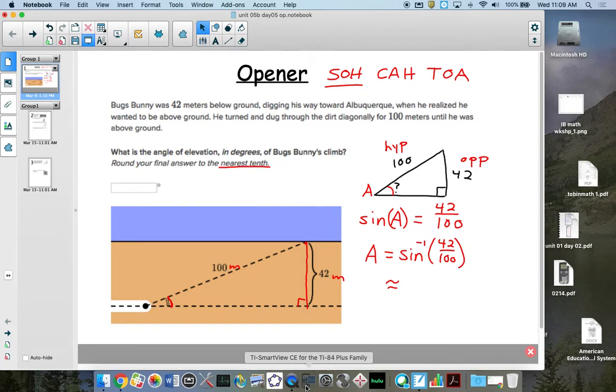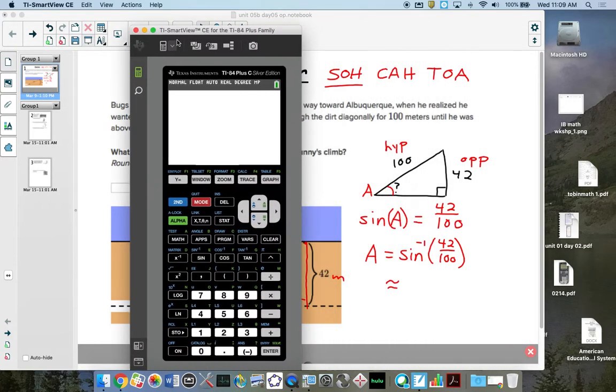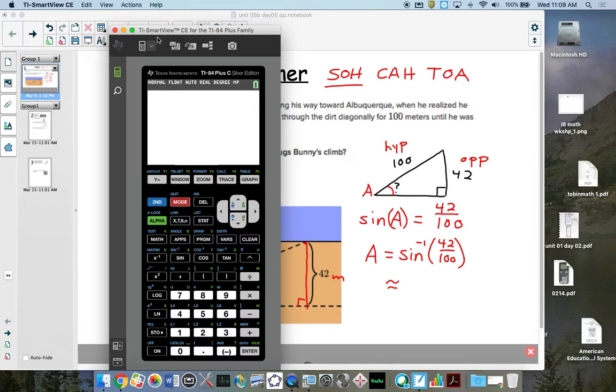So I grab the calculator, slide it over here, make sure I'm in degree mode, check, and I'm going to press second sine. This will return the angle, so I want the angle whose sine is equal to 42 over 100. And there we go. This said round to the nearest tenth, so we have 24.8 degrees.